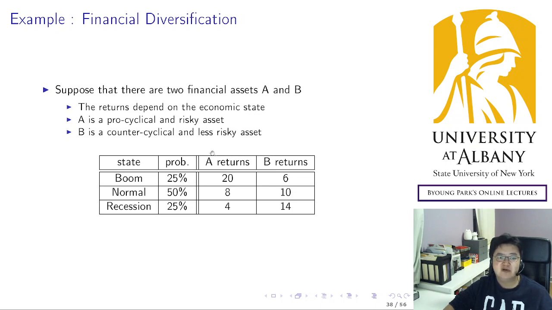Say, for example, for A, a return of $20 happens with 25%, $8 with 50%, $4 with 25%. If you don't like the numbers, you can say, company A had a net profit of $20 million last year, for example, something like that.